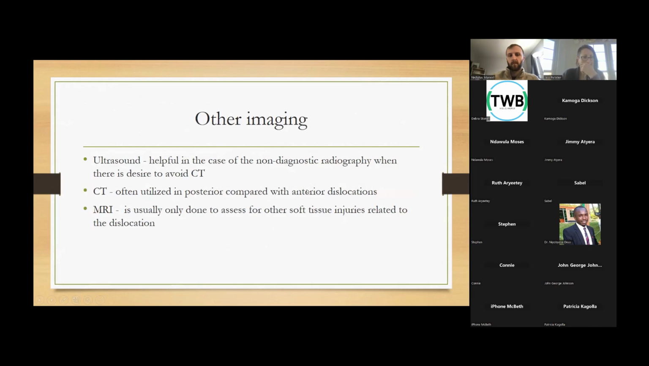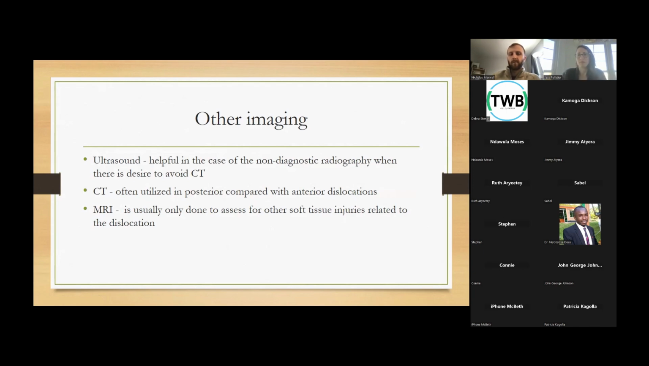So there are other images that we can do, but really these are to rule out any soft tissue injuries, and these are, of course, the CT scan and the MRI. And you only obtain these if you're suspecting that there's a neurovascular injury or any other soft tissue injuries.